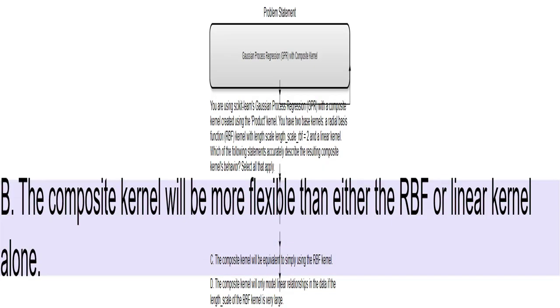This is absolutely correct. Because the product kernel combines the strengths of both, it can capture a wider range of relationships than either could alone. Think of it like having both a hammer and a screwdriver. You're much more versatile than if you only had one.